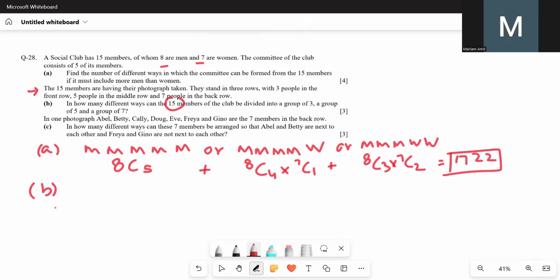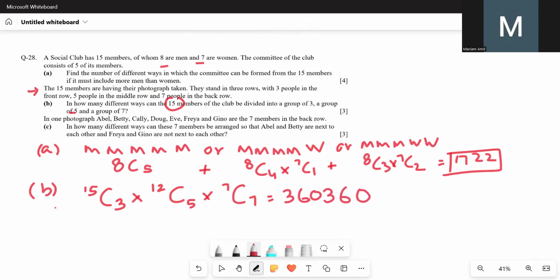Okay, so 15 members. First we make a group of 3. So 3 are selected out of 15, times, take away 3 from 15, 12 is left. Out of these 12, we choose 5. So 12C5, times, next subtract 5 from the remaining 12, that's going to give us 7. So 7 out of 7, 7C7. This would give us 360360.